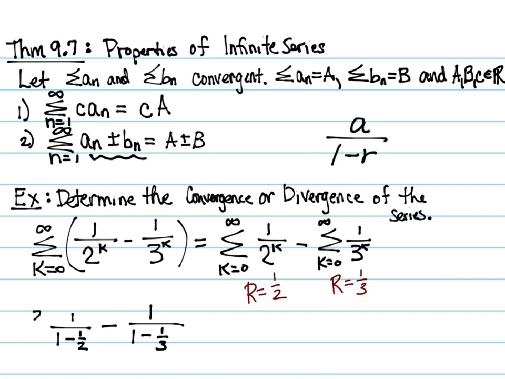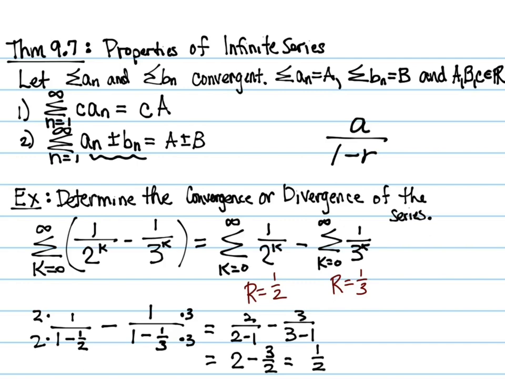Very good. Simplify your fractions. I'm a fan of getting rid of fractions inside of fractions as my first step of business. So this is 2 over 2 minus 1, minus 3 over 3 minus 1, leaving me here with 2 minus 3 halves. What is 2 minus 3 halves? 1/2. And because this is actually what it asked me to do, it converges. And it converges to the value 1/2.